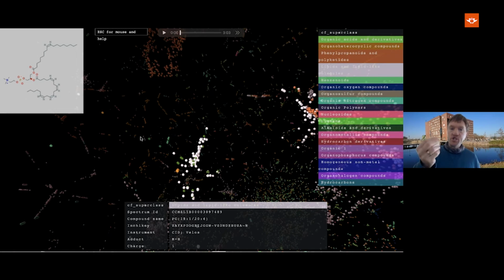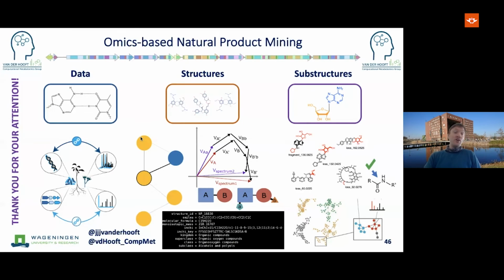So in this case, each color is a compound class, so you can already see from the colors that indeed same classes are often grouped together, which is encouraging because it means that the mass spectral embedding actually learned some chemistry. So yeah, on that note, I want to really thank you for your attention. And I've showed you solutions based on the data level, the structure level, and the substructure level.